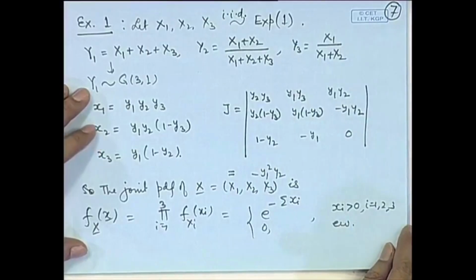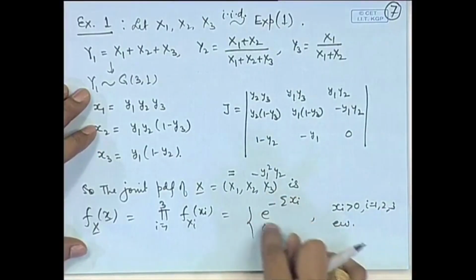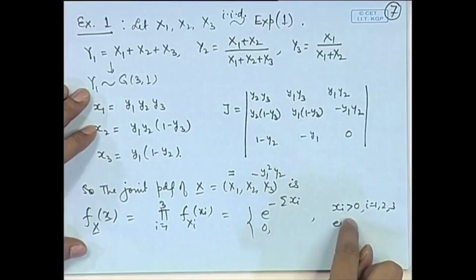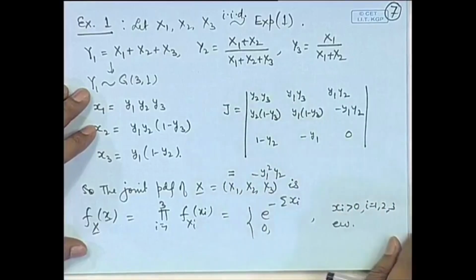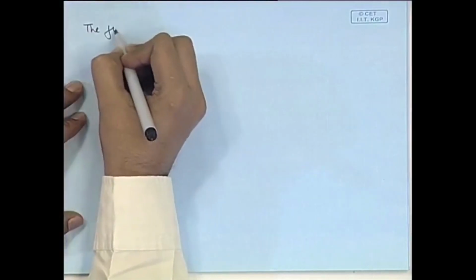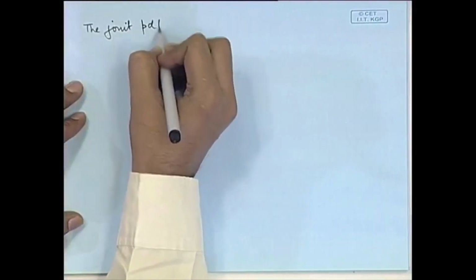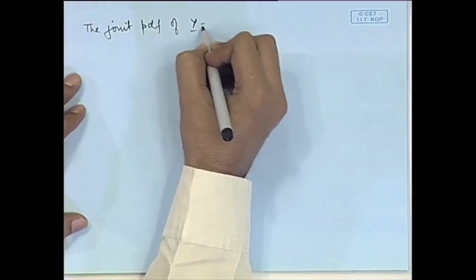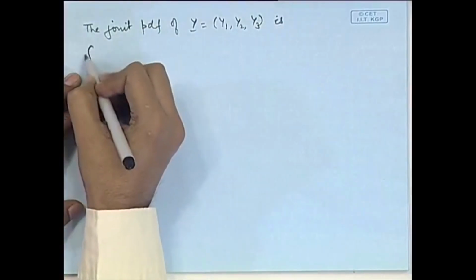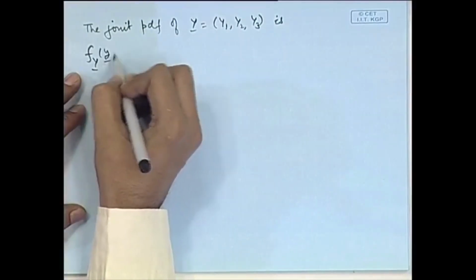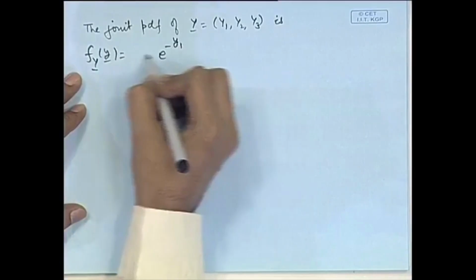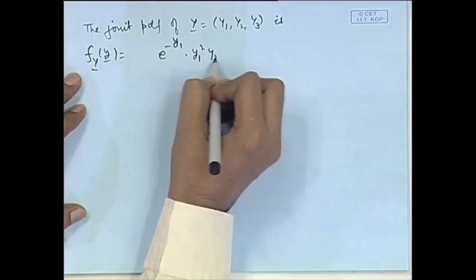Therefore, the joint density of y1, y2, y3 can be obtained from here by substituting the inverse functions of x1, x2, x3 and the corresponding range and multiply by the Jacobian. So, the joint PDF of y = (y1, y2, y3) is f(y) = e to the power minus y1 into y1 square y2.